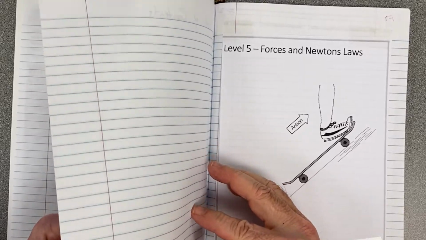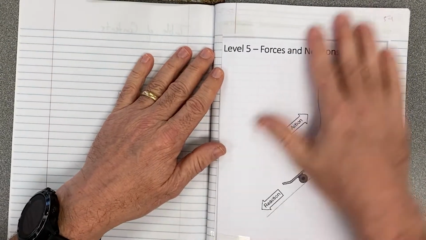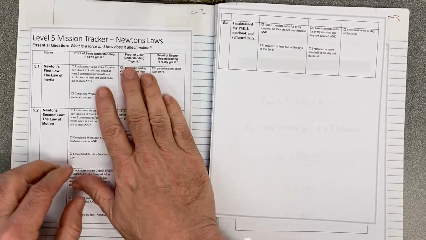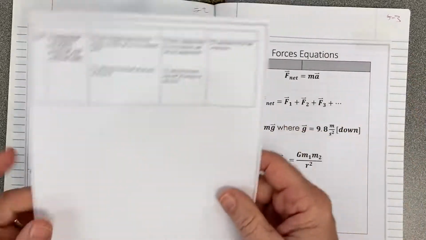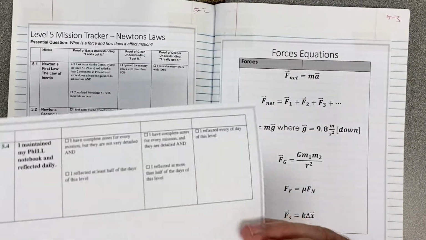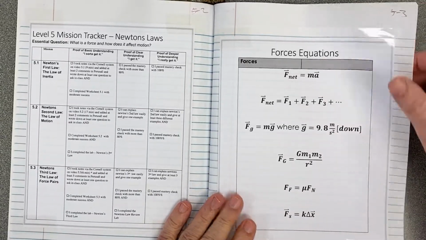I left a couple, 3 pages here for a table of contents, stuff that you might want to put at the front. Here it is, level 5, Newton's laws, forces. There is the mission tracker. As a note, this page right here, which is the second page, there's only 3 sections. You just needed 3 sections. You can just throw this away. Not needed. Then there's the forces equations.